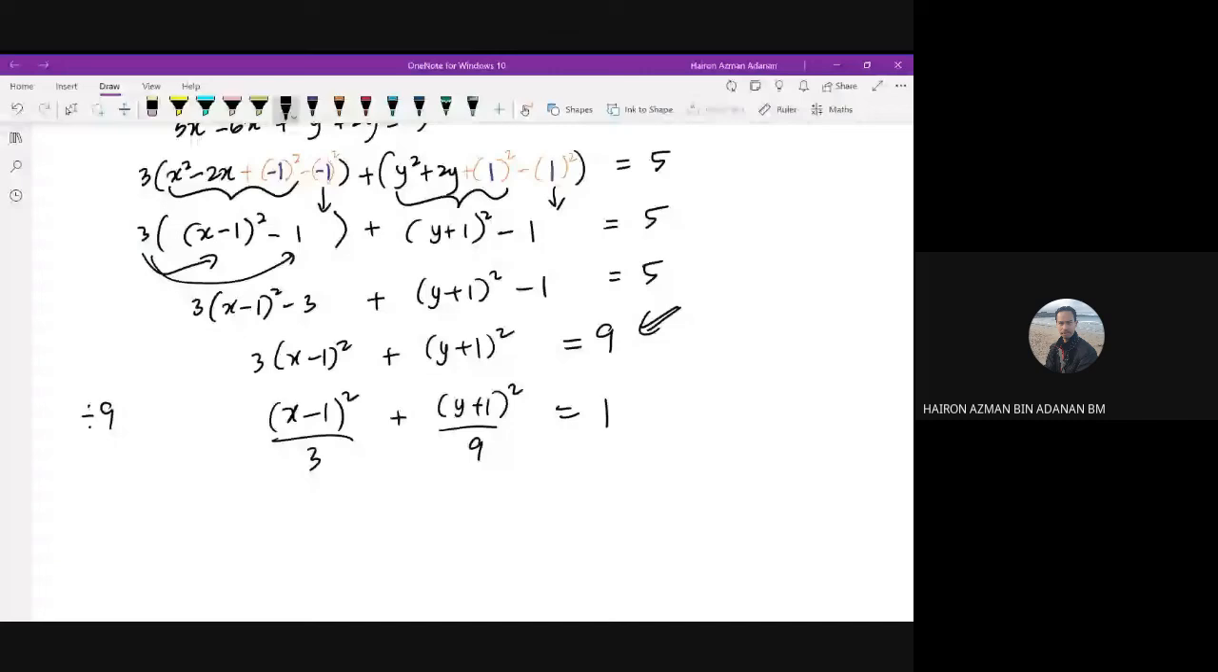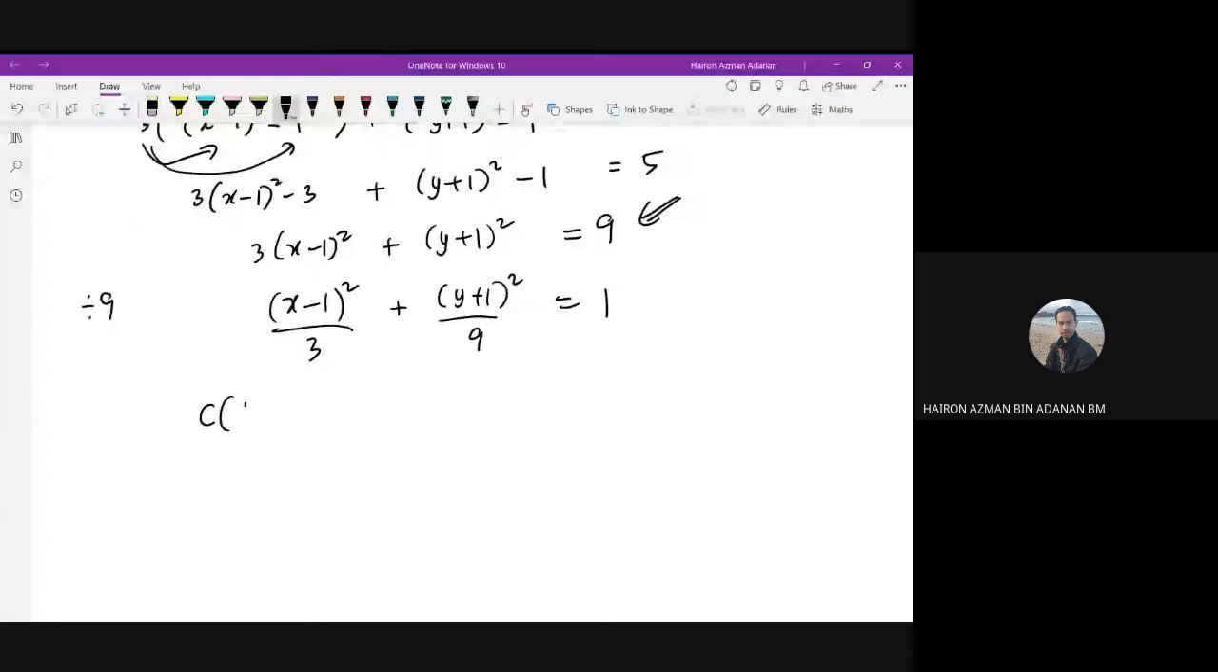Okay, so the center we know is 1, negative 1. How do I read it? For x: x minus 1 equal to 0, x equal to 1. y plus 1 equal to 0, y equal to negative 1. Okay, and this one is the value of a squared, this one is the value of b squared. So a squared equal to 3, b squared equal to 9. So a equal to plus minus square root 3 and b equal to plus minus square root 9, that is 3.